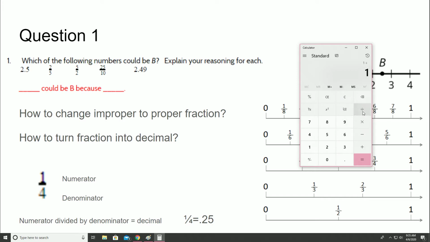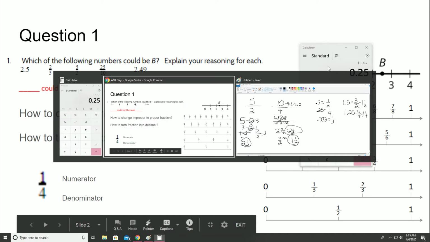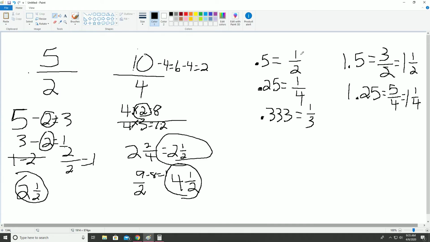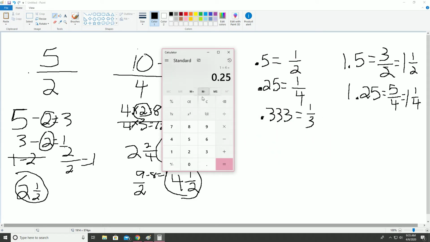So 1 divided by 4 equals 0.25. And so what I wanted to show you on this page is we can turn each one of these fractions here into a decimal by just dividing the numerator by the denominator. So I'm going to pull my calculator up over the top of this, and I want to show you. 1 divided by 2, okay. 1 divided by 4, 1 divided by 3, and that's how I'm turning each one of these fractions into a decimal.